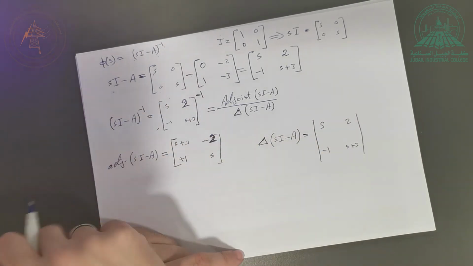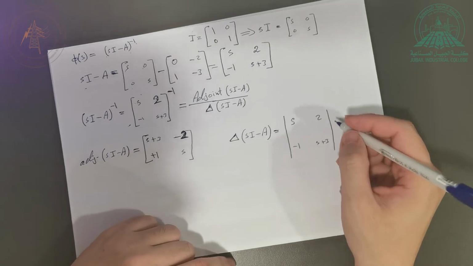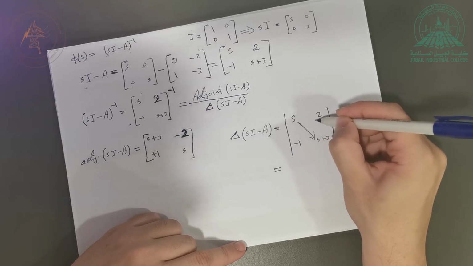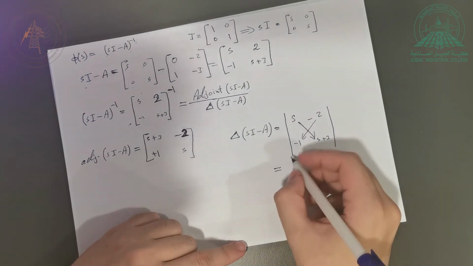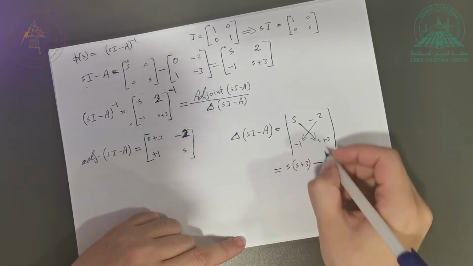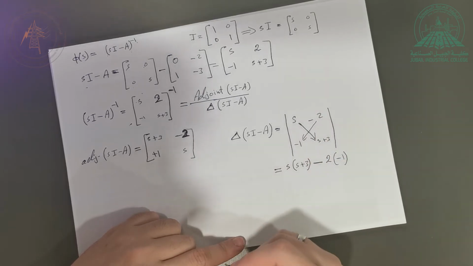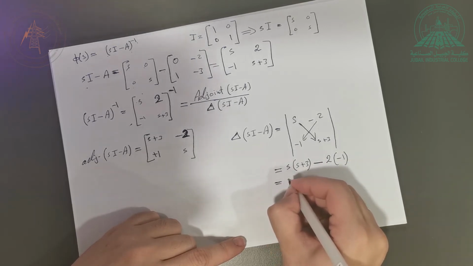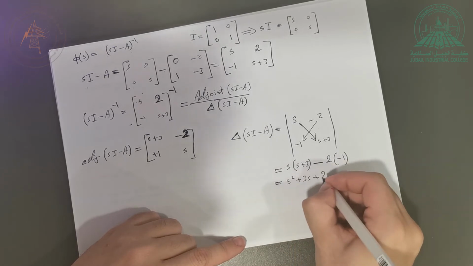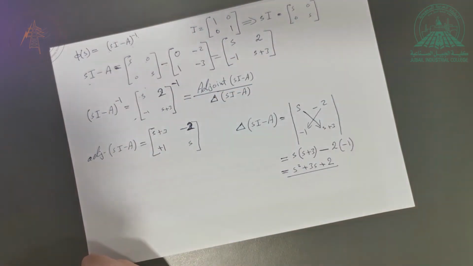I want to find the determinant of this. How do I find the determinant? We take this multiplied by that, minus this multiplied by this. So it will be equal to s multiplied by s plus 3, minus 2 multiplied by minus 1. So this becomes s squared plus 3s plus 2. This is the determinant of sI minus A.